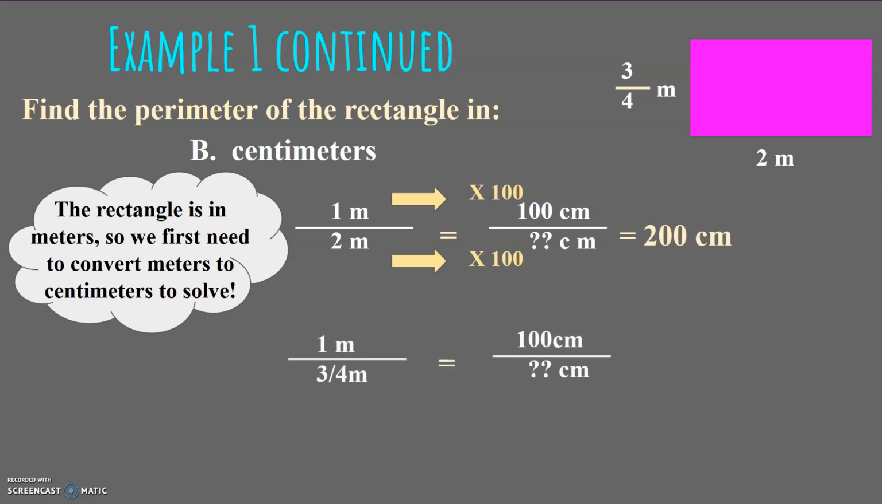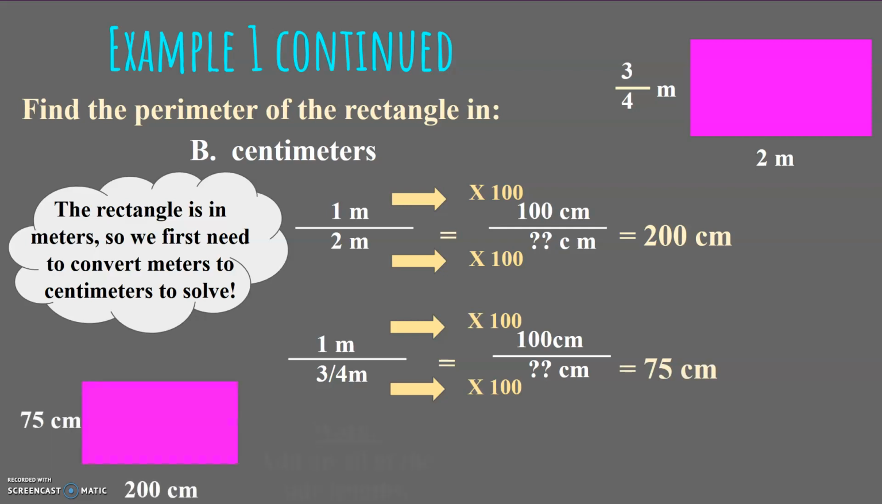The short side is 3/4 of a meter. To go from 1 meter to centimeters, we multiply by 100. Do the same to the bottom. 3/4 times 100. What's 3/4 of 100? If it's easier for you, think of quarters. 75 cents, 3/4. 75 centimeters is the short side.